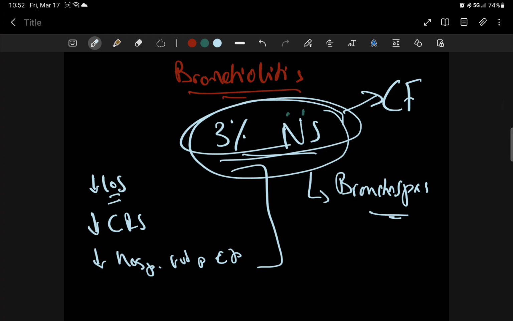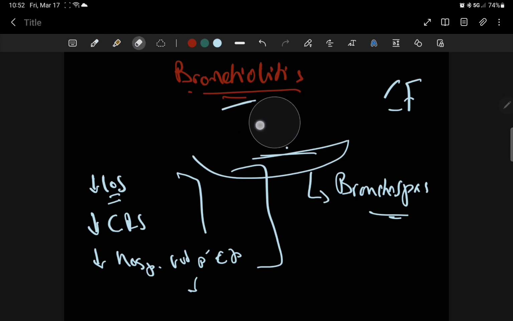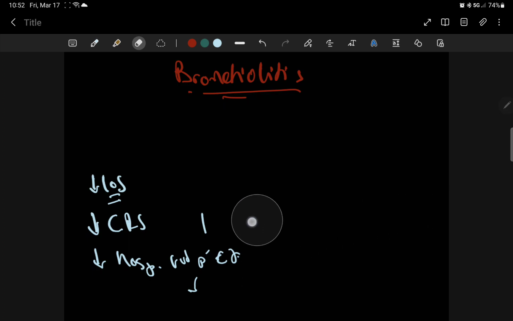So they said 3% hypertonic saline is not one of the mainstays of help. You will use it in those bronchiolitis patients that have prolonged length of stay, that might need PICU admission, or come in with a bad respiratory status. You give it once or twice, and you'll see that initial improvement, but they haven't shown a long-term effect of 3% hypertonic saline in any of those patients.